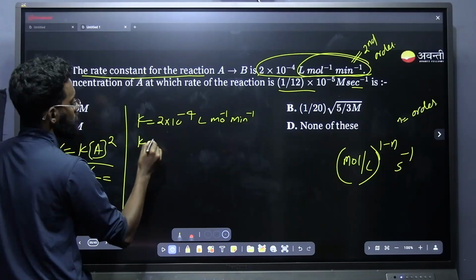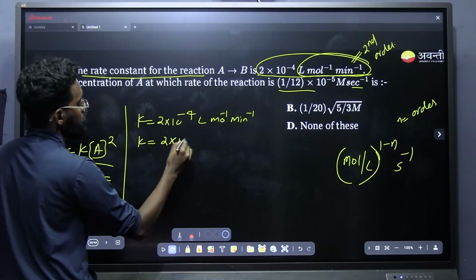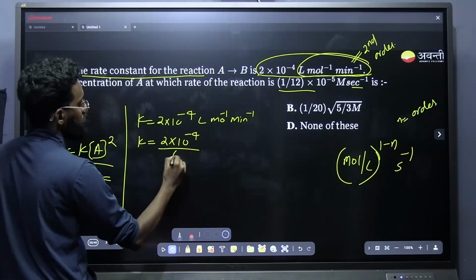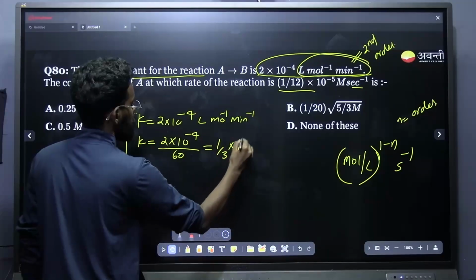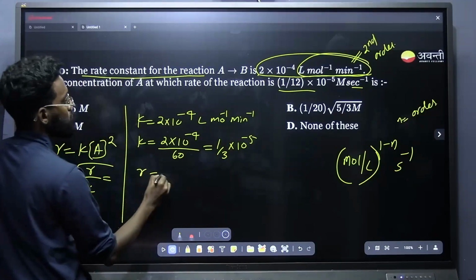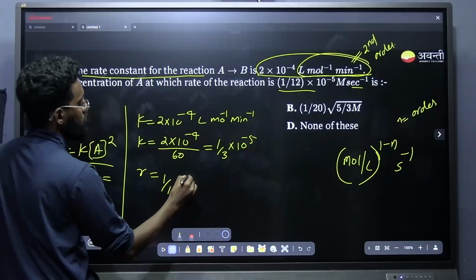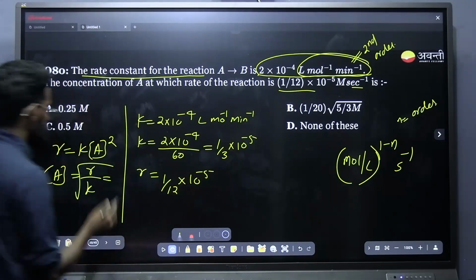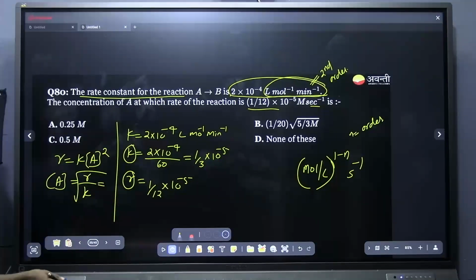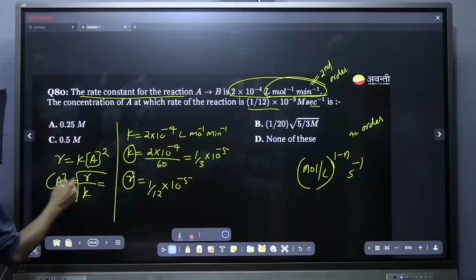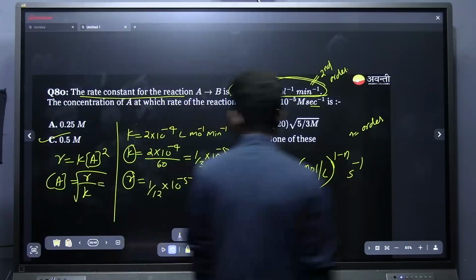So how to convert into second inverse? 2 into 10 to the power minus 4 divided by 60. On doing this, I will be getting 1 by 3 into 10 to the power minus 5, and the rate of reaction is 1 by 12 into 10 to the power minus 5. Now on substituting the K value and R value, you will be getting the answer as root of 1 by 4, that is 0.5 molar. Yes, very good Kiran. Shall I move?